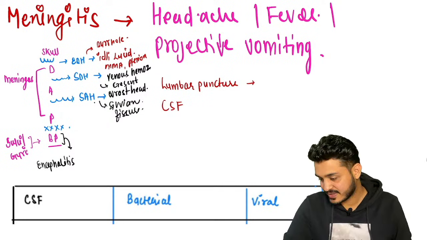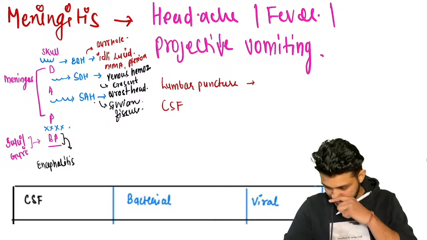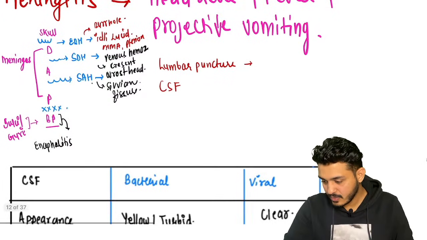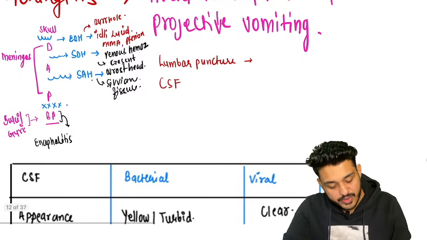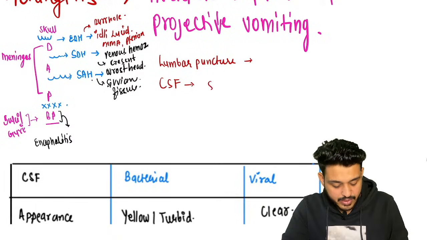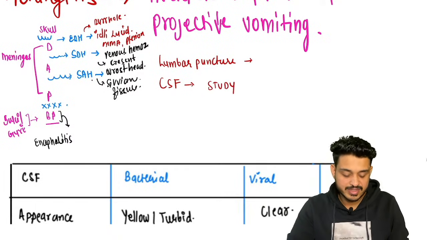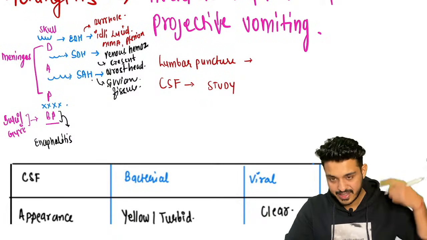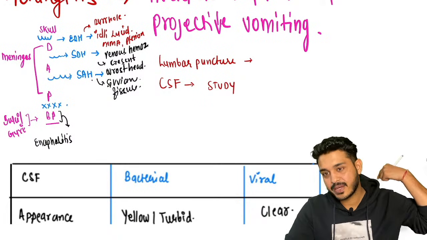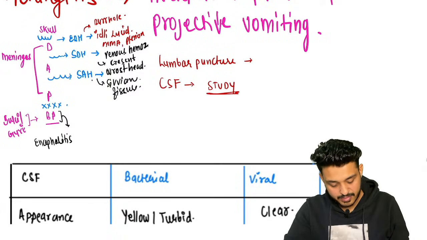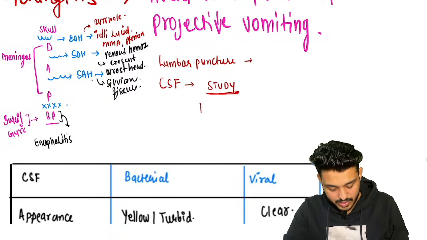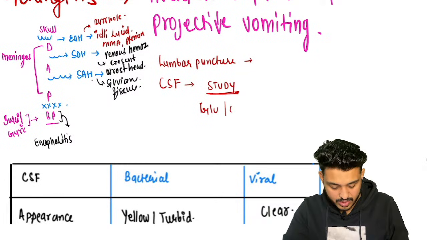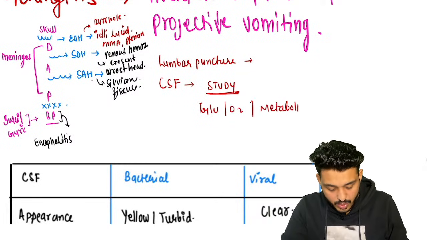Okay, CSF. We are going to take out the CSF, and this CSF we are going to study. The normal CSF is produced in the choroid plexus, and it drains all the way through the cerebrum and spinal cord, right? It has multiple things: glucose, oxygen, various metabolites. So we are going to look for all these things, right?